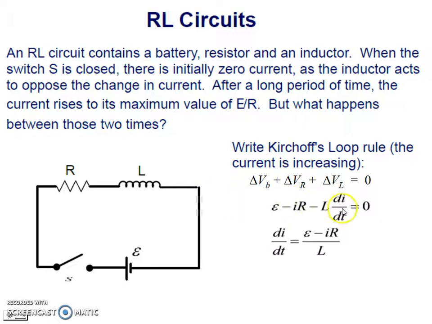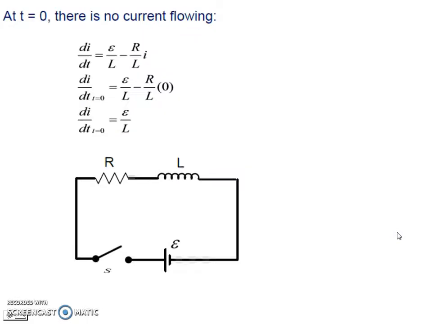We solve for dI/dt and separate the terms here. Alright, so here they're going through the boundary conditions. When time equals 0, there's no current flowing, so little i is 0. And so dI/dt equals EMF over L. The time rate change of current is just EMF over L. That's the boundary condition when time equals 0.